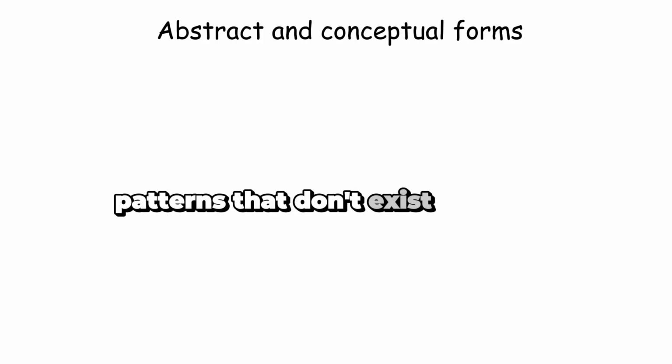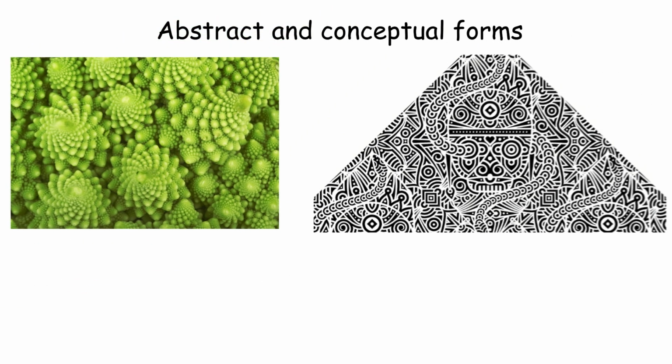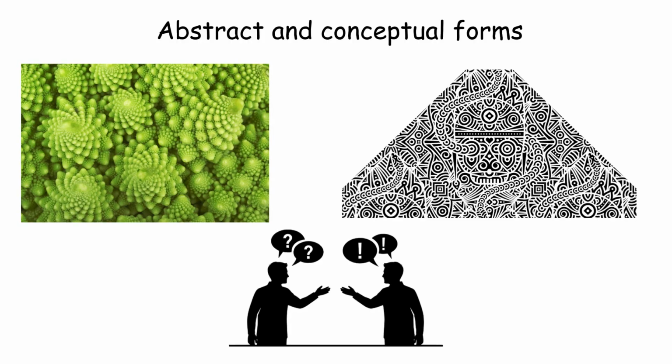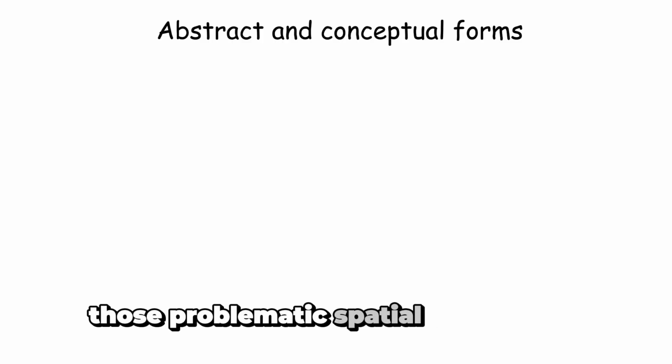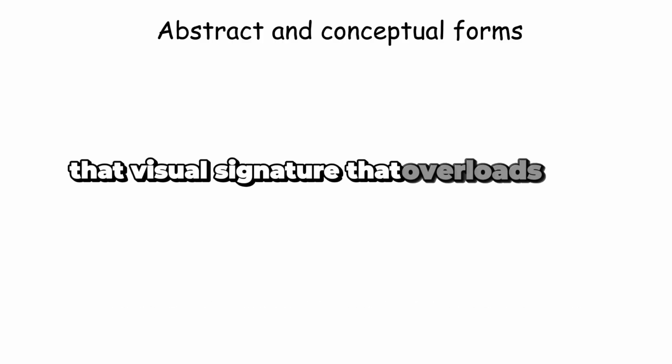Abstract and conceptual forms. Finally, abstract and conceptual forms, patterns that don't exist in nature, but still activate the trypophobic response. Fractals, pure geometric patterns, even verbal descriptions of clusters can cause discomfort. This tells us something profound. Trypophobia isn't just about what you see, but about how your brain processes visual information. Even abstract patterns, with no real evolutionary connection, activate the same response. Researchers believe this occurs because the abstract pattern still contains those problematic spatial frequencies, that visual signature that overloads your visual system. It's pure visual mathematics.